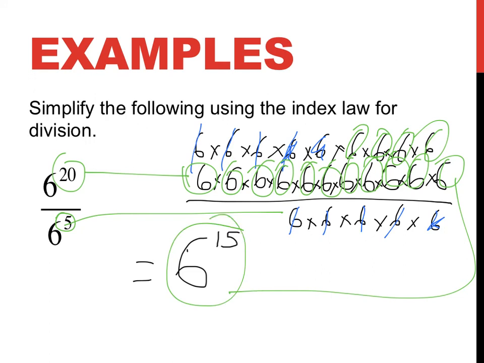But when I'm dividing, I take the original indices and I subtract if the bases are the same. When I'm multiplying, I add. And that's it, guys. That's index laws for multiplying and dividing.